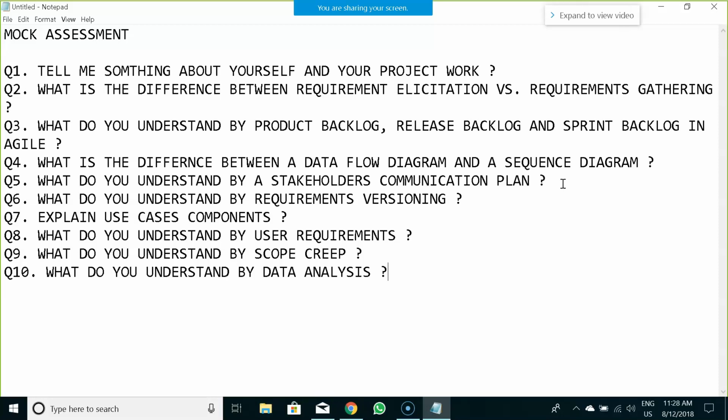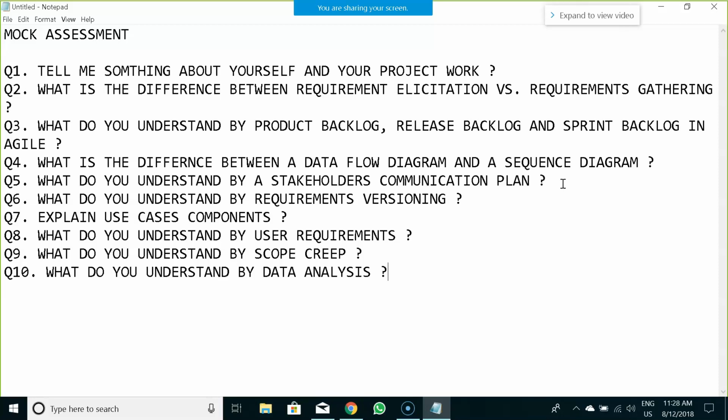And as a business analyst, we can use data analysis to, I think, make different reports regarding the business level.